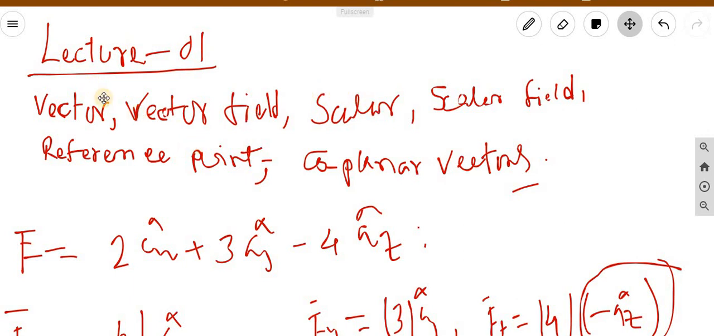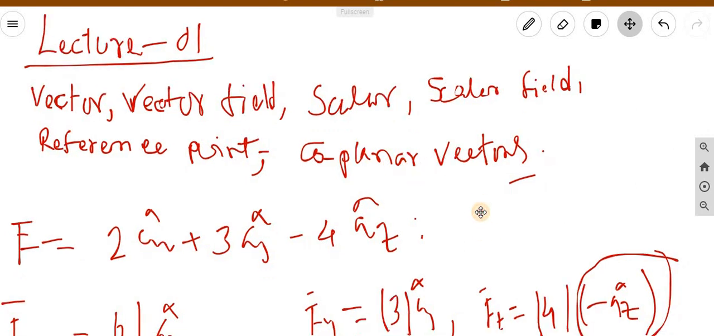In this lecture I will be discussing the vector field, scalar field, reference point and a little bit about coplanar vectors. Okay. So as of now these topics are known to everybody, I think. But still I want to explain about these things, because I will get some interesting things with these facts and topics.